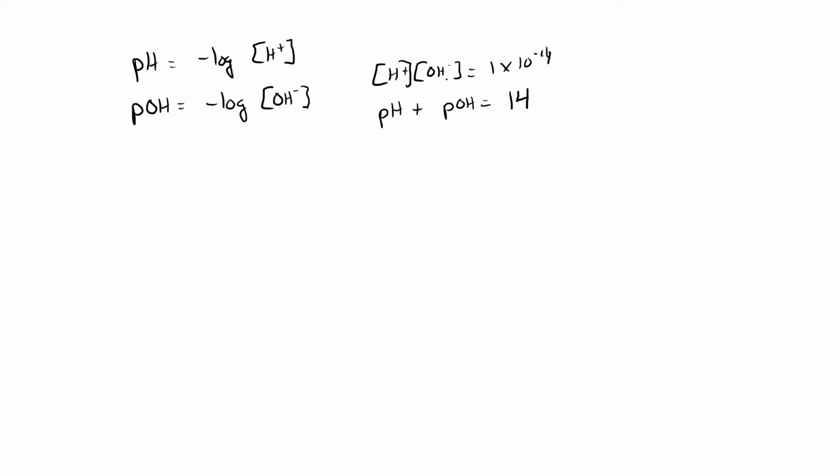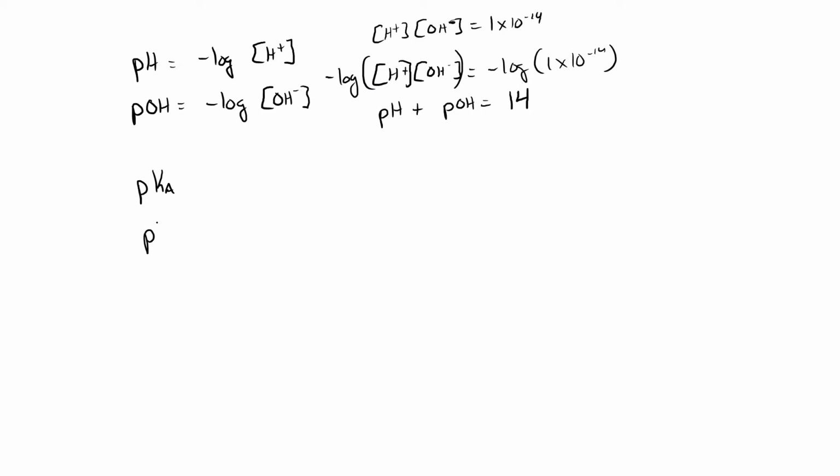You can take the negative log of both sides of this equation, and you will get the negative log of all this, times the negative log of 1 times 10 to the negative 14th, which is what gets us to this final thing here. So if we draw out all three steps of this process, we have H plus times OH minus gives us Kw. The negative log of all this gives us pH plus pOH equals 14.